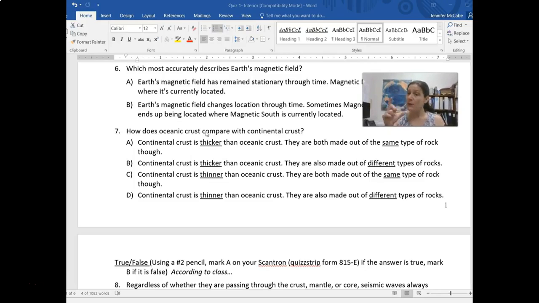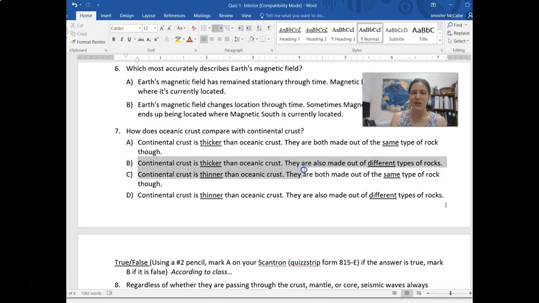Question number 7, how does oceanic crust compare with continental crust? And we were just going over that with a picture, right? Continental crust is thicker, oceanic crust is thinner. But this question has 2 parts to it. There's the thickness question, and then what is it made out of? Are they the same rock, or are they different types of rock? They're made out of different types of rock. So B was the correct answer to this question.